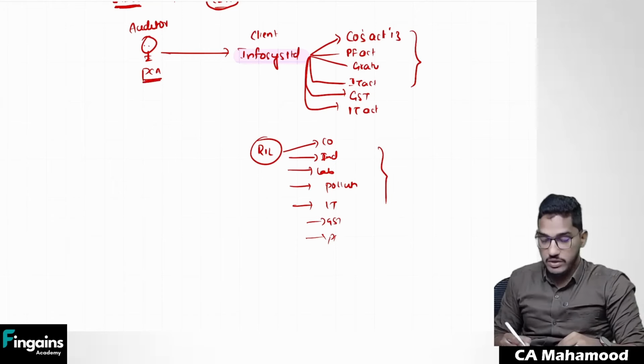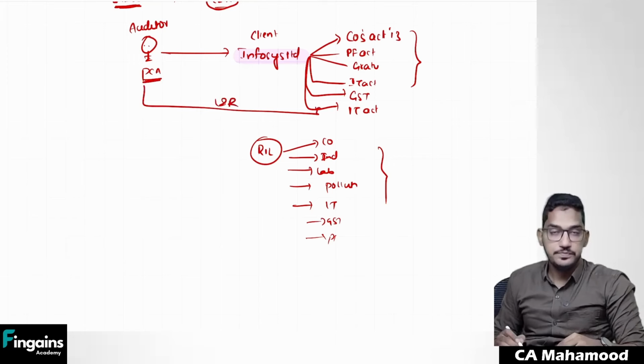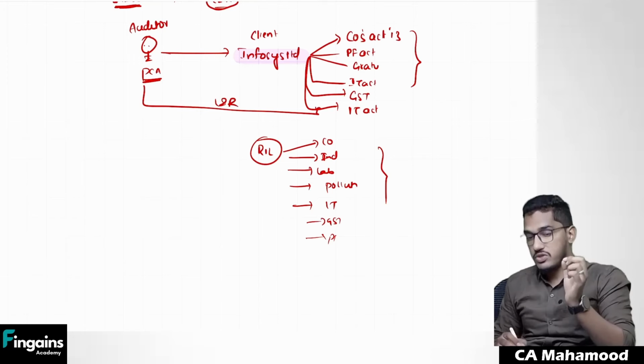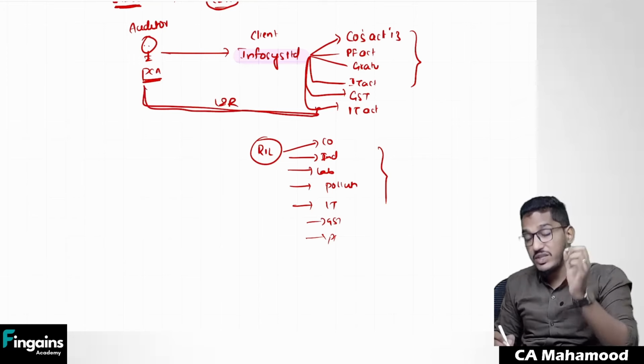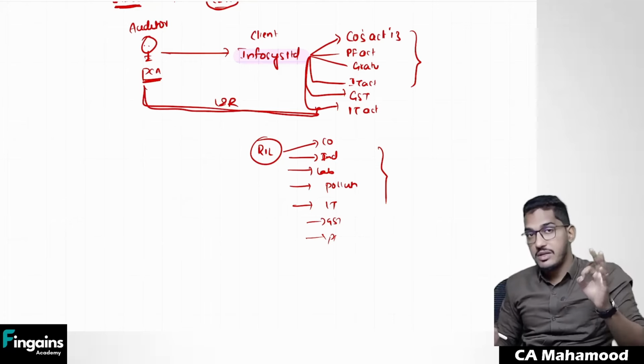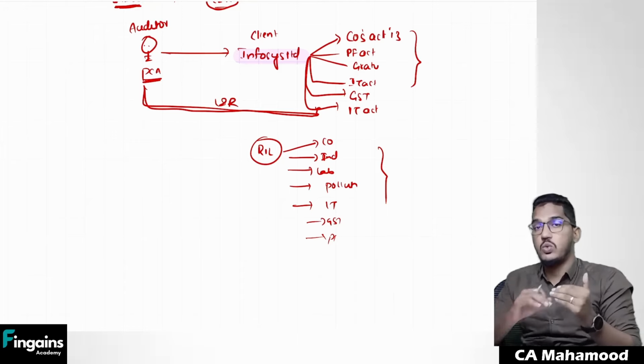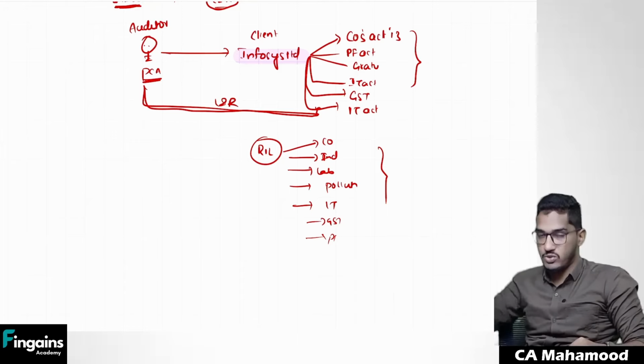If you are an auditor of the client, what are your responsibilities regarding these laws and regulations? What are auditors' responsibilities regarding the laws and regulations which the client has to comply with? This standard does not talk about those laws and regulations which the auditor has to comply with. SA 250 actually talks about those laws and regulations which my client has to comply with.